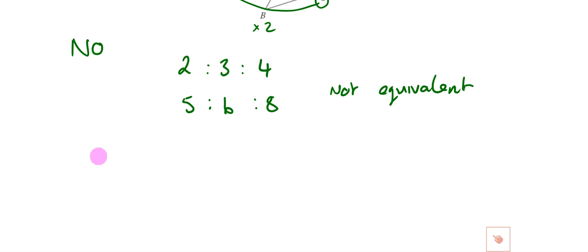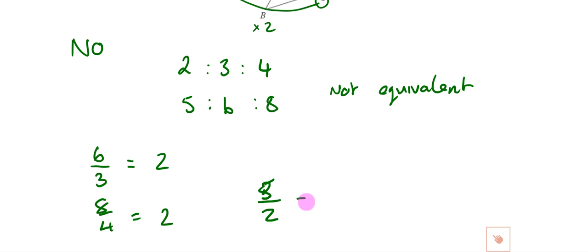So 6 divided by 3 is 2. 8 divided by 4 is 2, but 5 divided by 2 is 2.5. So you actually then have to be specific in saying the ratios are not the same. Okay, so that's what I'm looking for, that kind of answer.